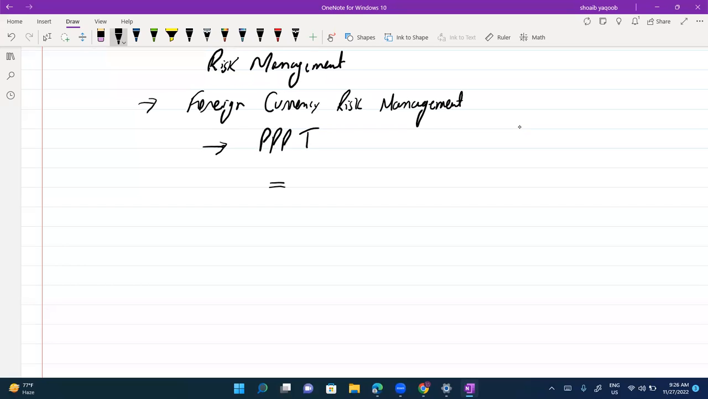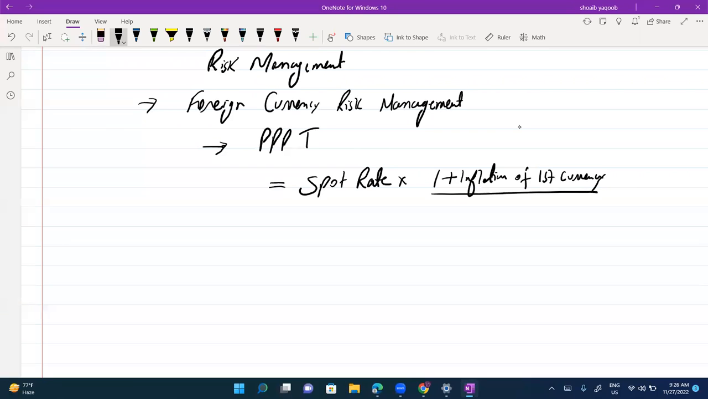So purchasing power parity theory is if you know the spot rate, अगर आपको spot rate पता है, and you know the inflation of two different countries, you can predict the future spot rate. 1 plus inflation of first currency. First currency कहते हैं जो न्यूमरेटर में होती है. The numerator currency is first currency. Divide by 1 plus inflation of second currency. It will be equal to the future spot rate.